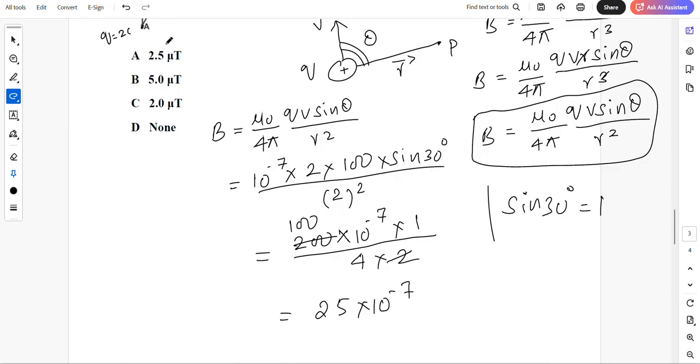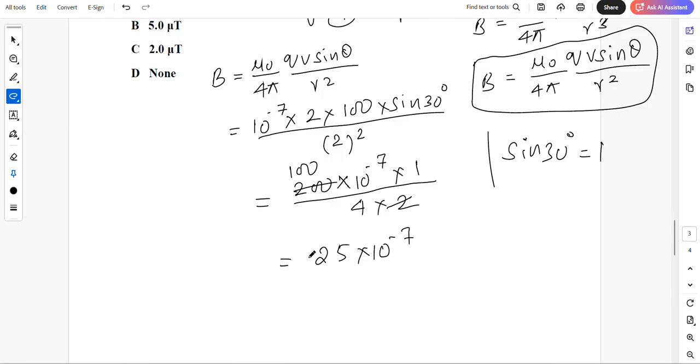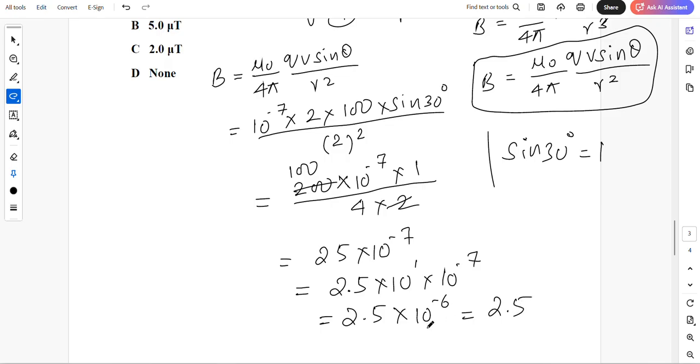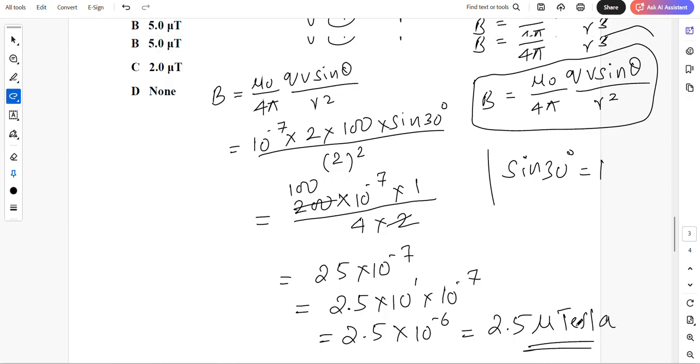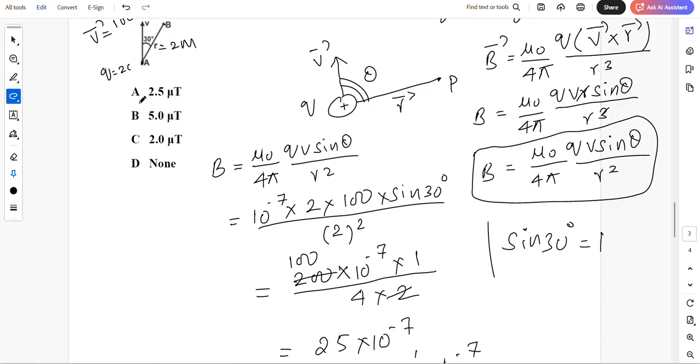No, 25 is not given, 2.5 is. I can write this as 2.5 into 10 to the power of 1 into minus 7. That is equal to 2.5 into 10 to the power of minus 6, which is 2.5 micro Tesla. What is the unit of magnetic field? Tesla. So 2.5 micro Tesla. Students, hope you understood this.